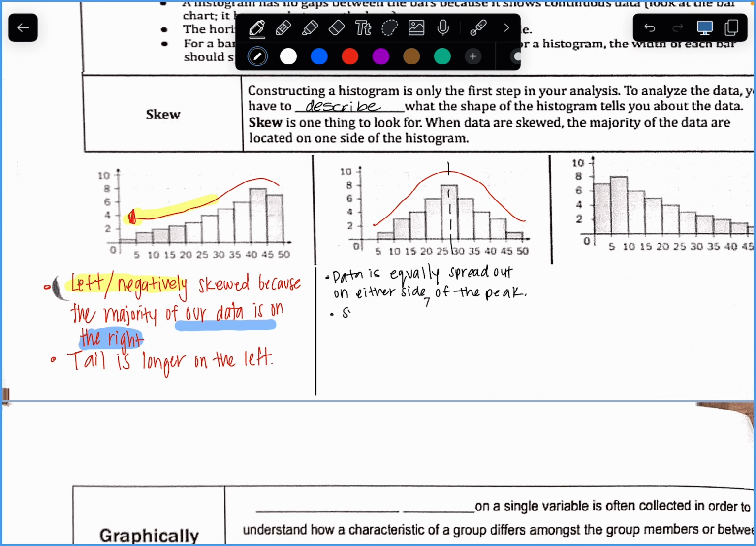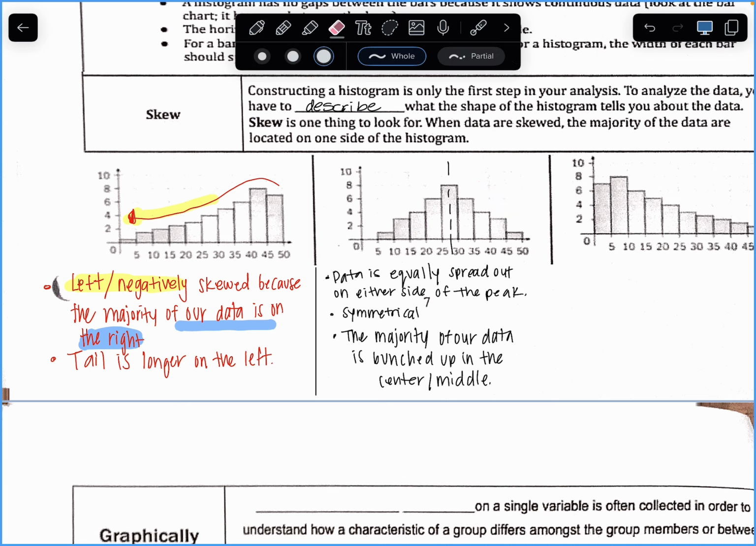I like what you said, symmetrical. That was a good word. And the majority of our data is bunched up in the center or the middle. Does that make sense? Maybe I'm going to do a better job of drawing this.